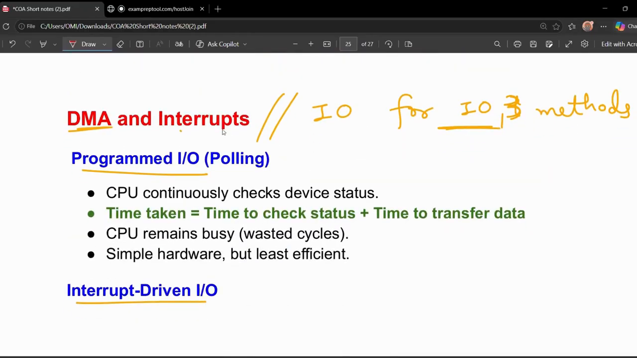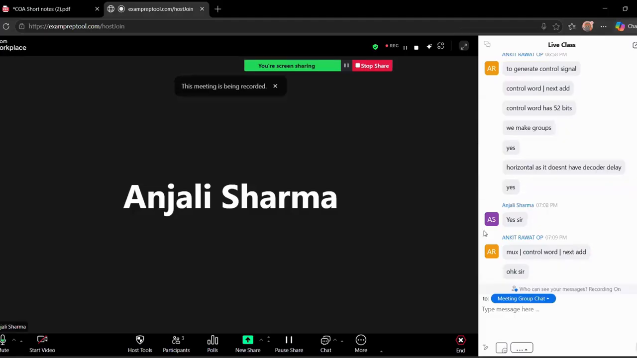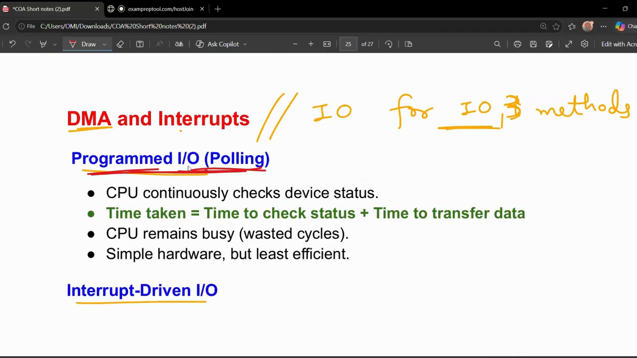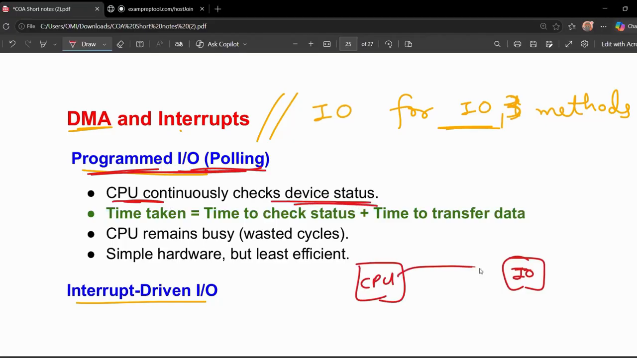So this is programmed IO. The first method is polling. What happens here? Let's say this is your CPU, and these are the IO devices. The CPU continuously checks the device status, whether this IO is ready, whether this IO is ready, and so on.